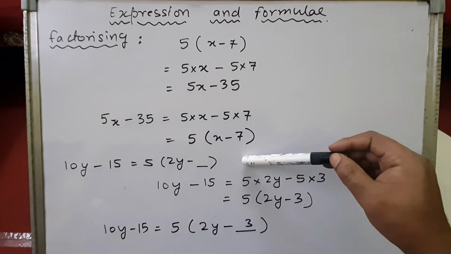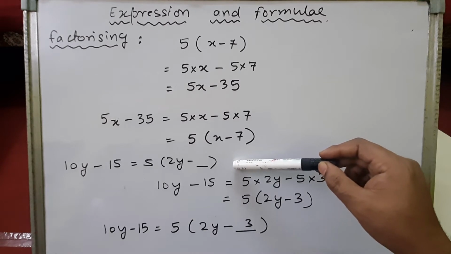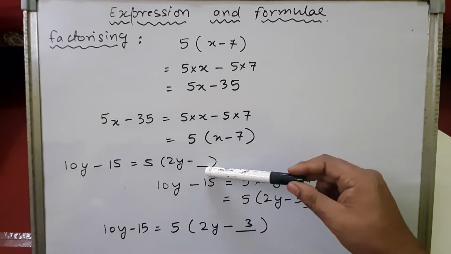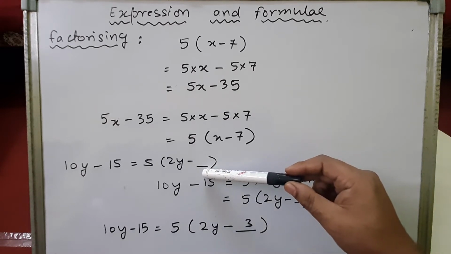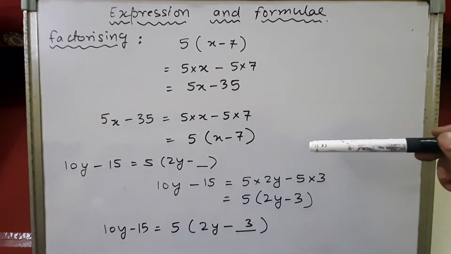Now let's see this sum. Here we have to fill up the blank, in which it is given that 10y minus 15 is equal to 5 bracket 2y minus blank. We have to find the correct value that will be suitable for this blank, right?